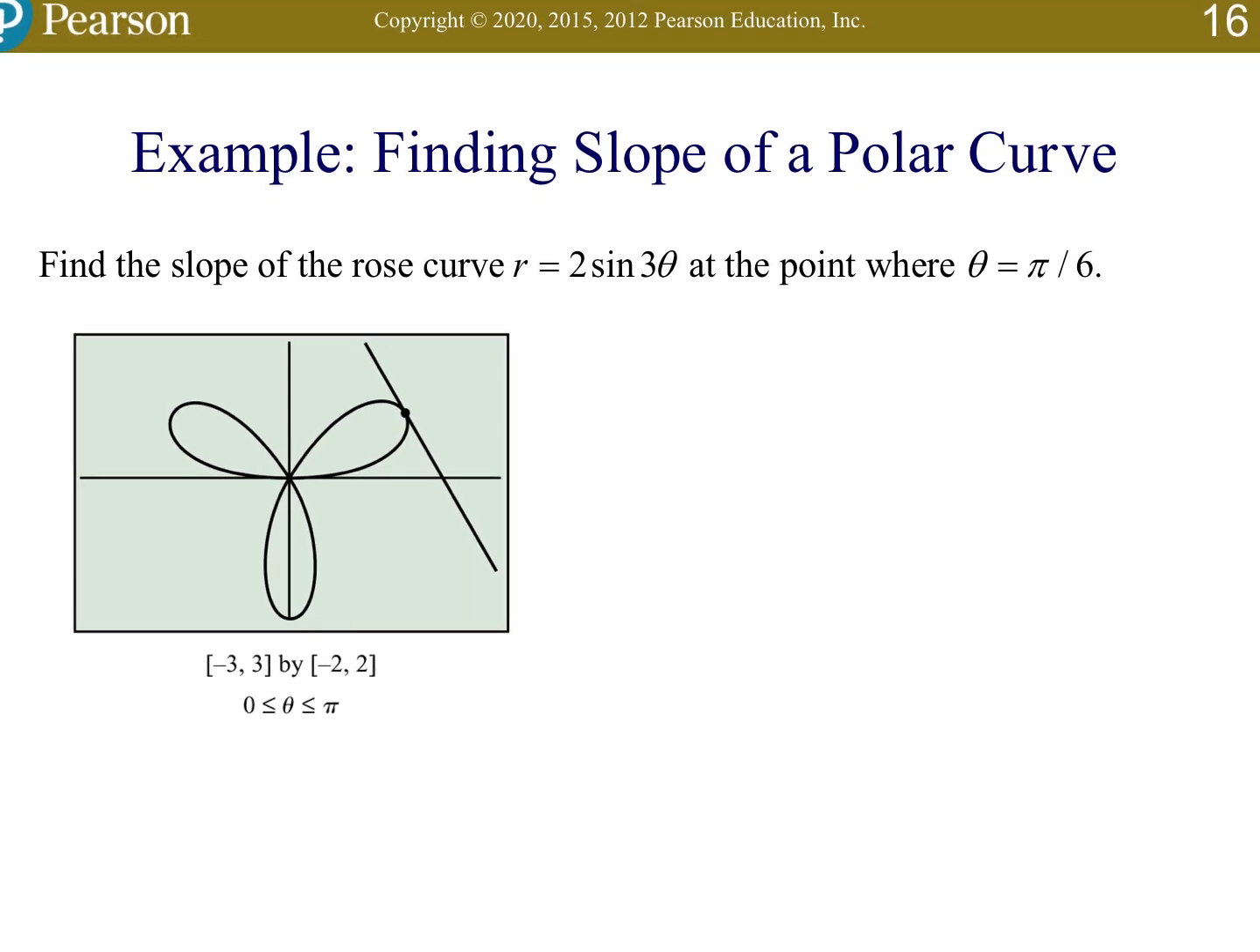Okay, so here's a rose, and we wanna find the slope of the curve at a particular point. So we'll need to put this into rectangular Cartesian coordinates. All right, so Rain, give me the x coordinate. 2 sine 3 theta times cosine theta, sorry. Okay.